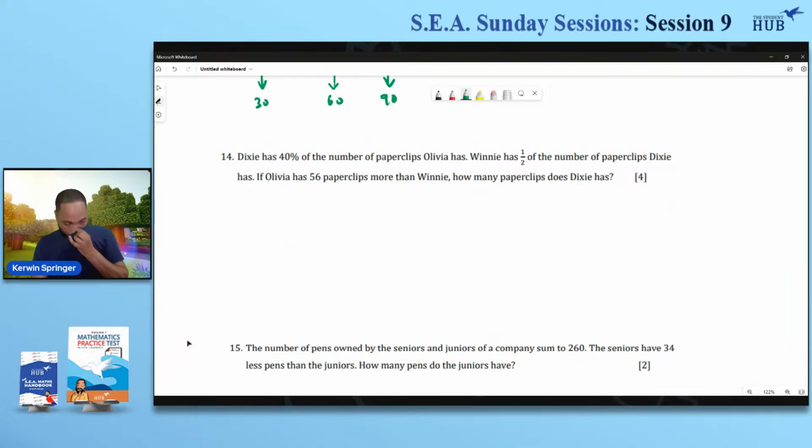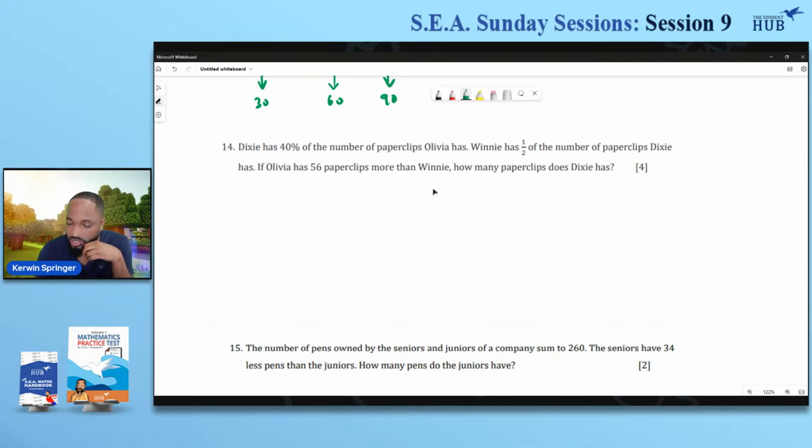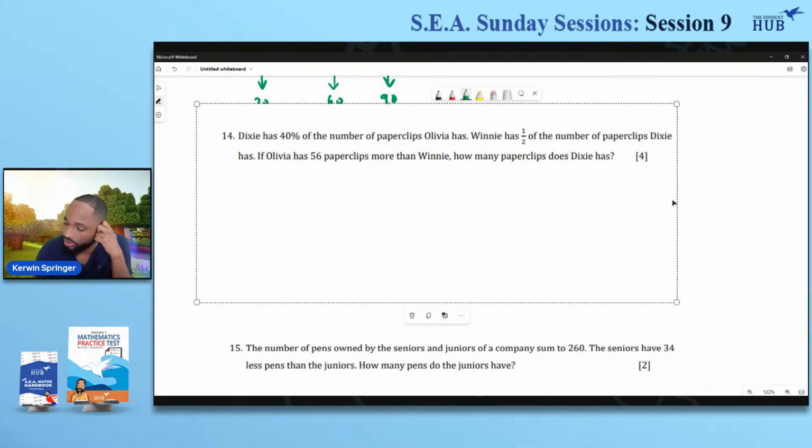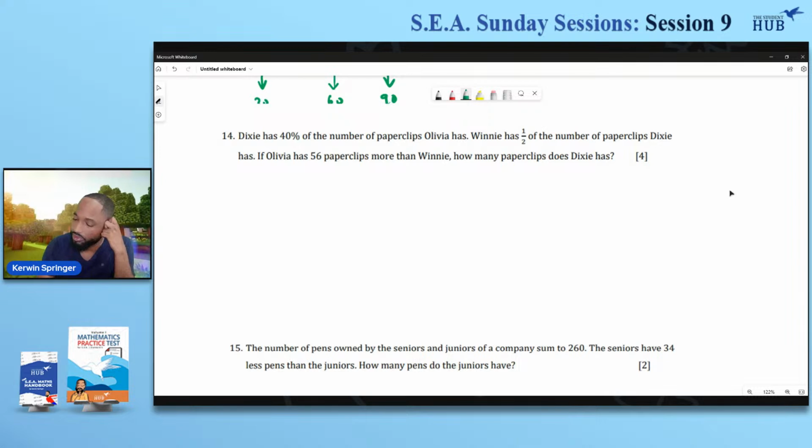Dixie has 40% of the number of paper clips Olivia has. Sorry for being all sniffly. Winnie has half the number of paper clips Dixie has. If Olivia has 56 paper clips more than Winnie, how many paper clips does Dixie have? How many people are in this? Dixie, Olivia, and Winnie, 3 people. Dixie has 40% of the number of paper clips Olivia has. Winnie has half of the number of paper clips Dixie has. Olivia has 56 more than Winnie.